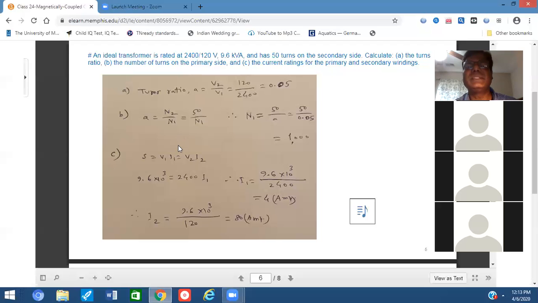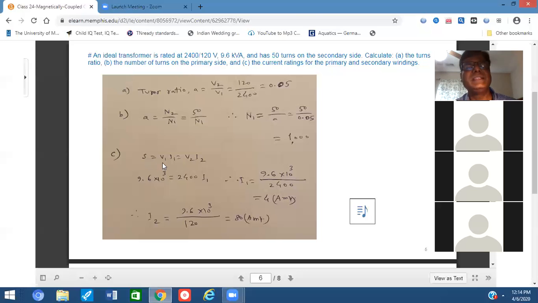And question C was the current ratings for the primary and secondary windings. Now I have written S equals V1 I1 equals V2 I2, that law of conservation of energy that I explained one slide before. And S is the apparent power. Because the transformer rating is given in volt ampere, kVA in this case, instead of the symbol P, you will always use the symbol S, apparent power. So what is that S here? The transformer rating, 9.6 kVA. I just converted it into volt ampere.